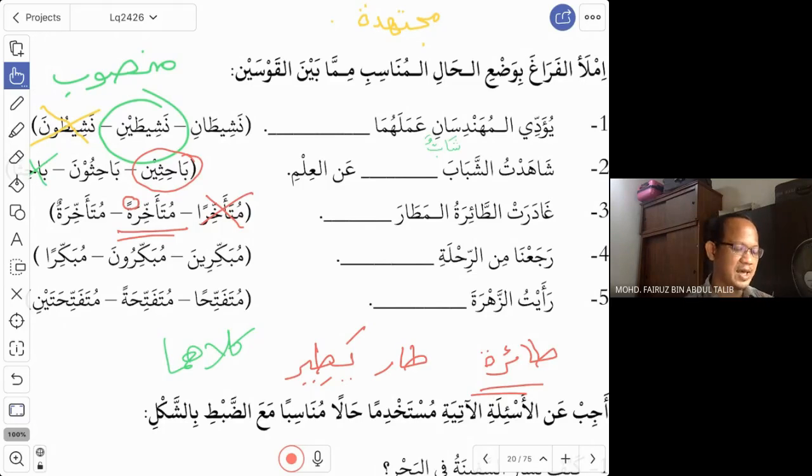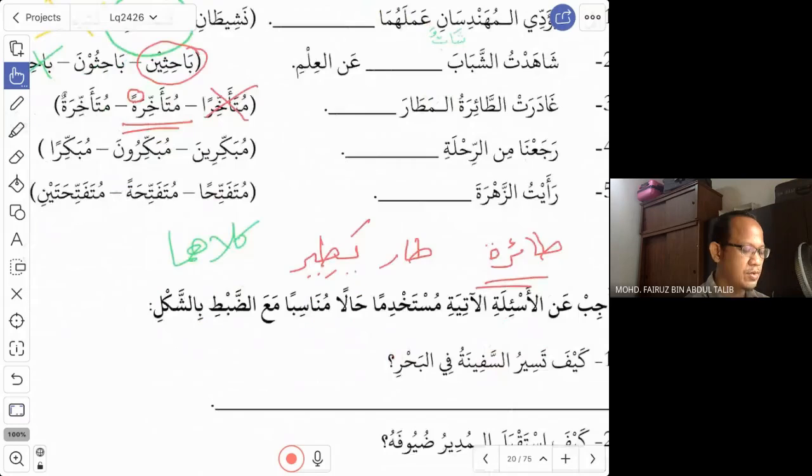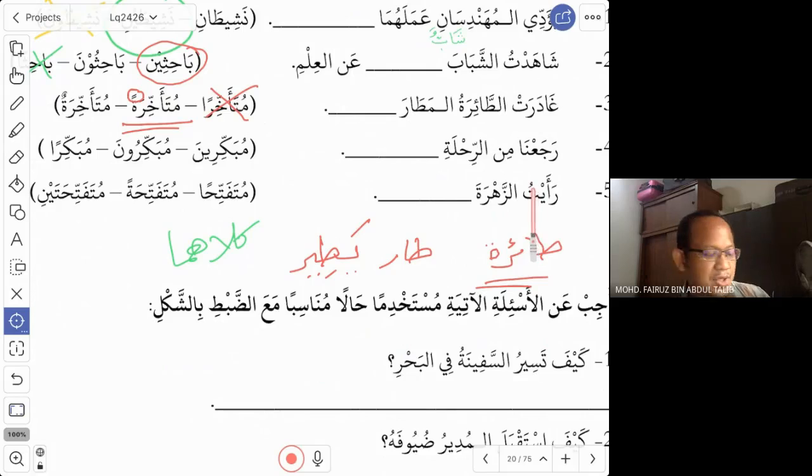Okay, mutaakhiratan. Naam. This is the third sentence. The fourth sentence, raja'na min ar-rihlati. What is this? Raja'na, we return. So we return from the rihla, from the journey or from the trip. So we return from the journey.